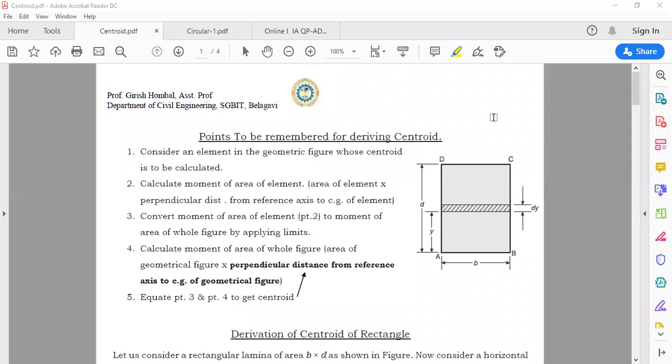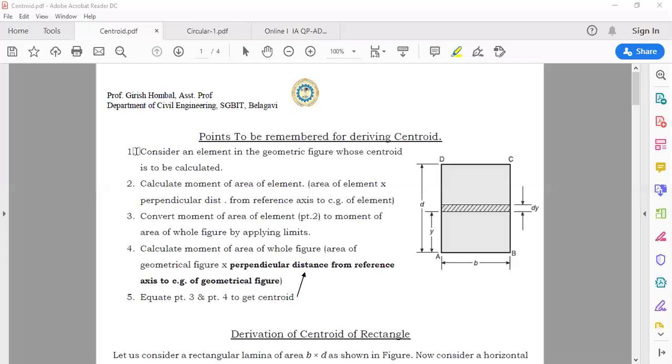Good morning. So in today's class, we are going to study about centroid of common geometrical figures. Now, before moving with the derivations, let us understand what are the important points which are to be remembered for deriving a centroid of any common figure by using method of integration.